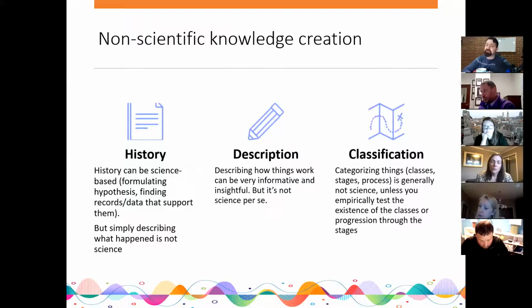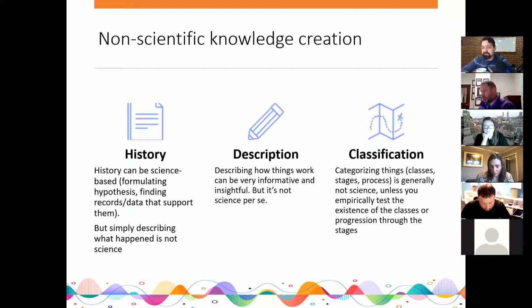It's not science. They're not making any sort of predictions or theories about why X affects Y, or whatever other relationship or difference they're talking about. They're merely describing things. And so in that respect, it's not science, it's storytelling.